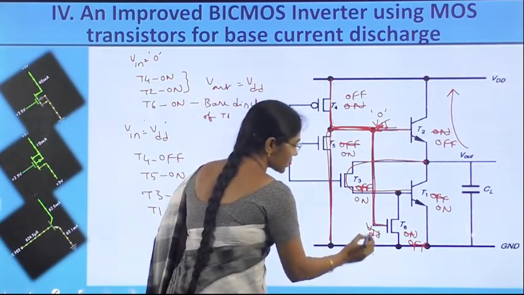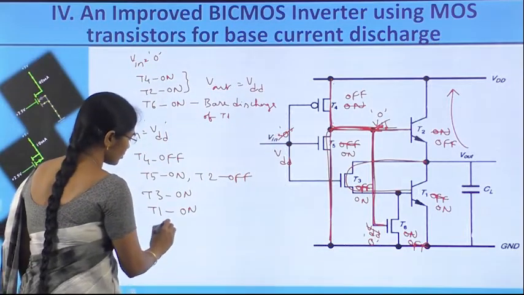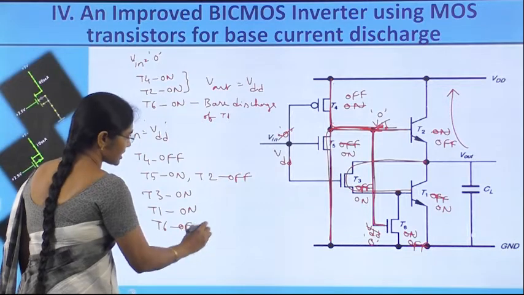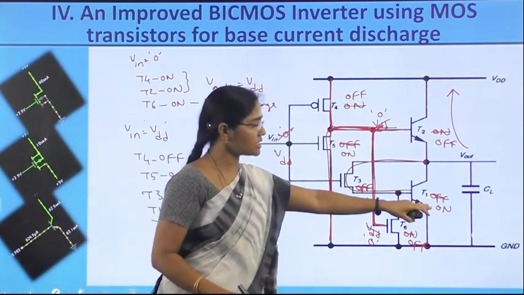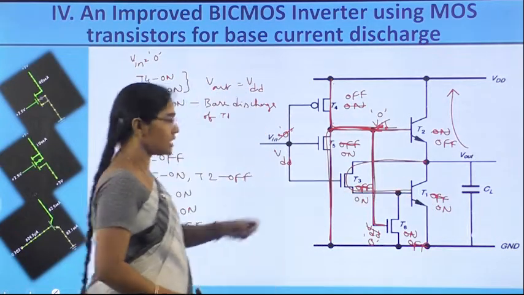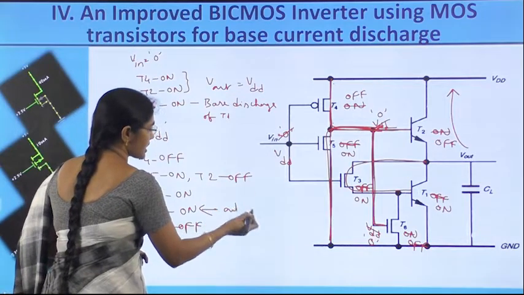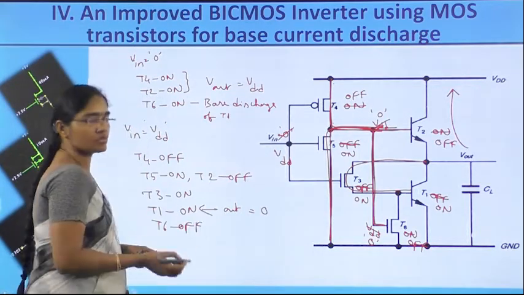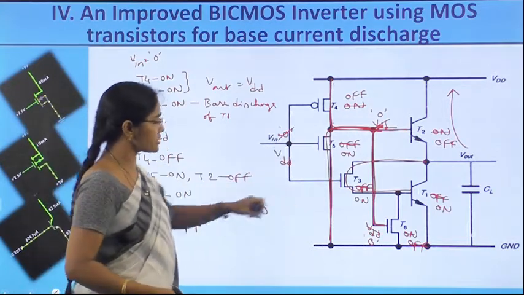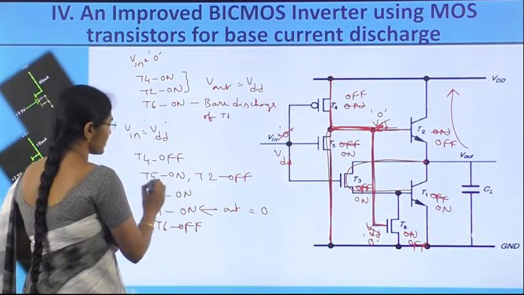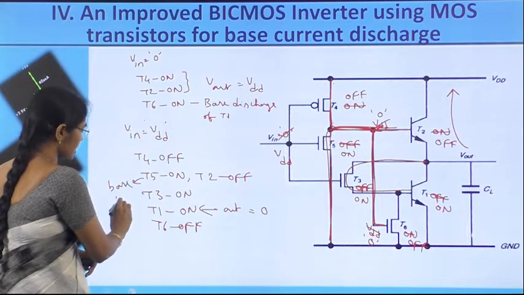So, now 0 is connected. Because of this 0, T6 transistor is off. Therefore, now T1 is in the on condition. So, once T1 is in the on condition, output is discharging. So, output is equal to 0. Now, what is the base discharge path? T5 transistor is providing the base discharge path.